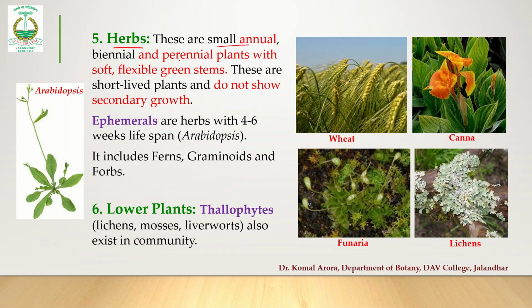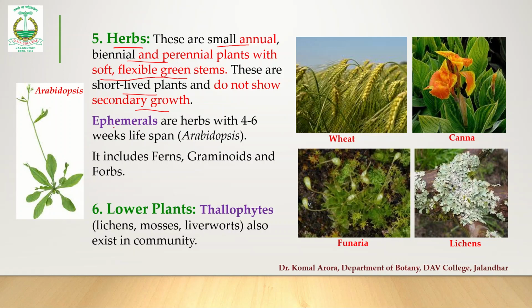Then comes herbs. Herbs are small, annual, biennial or perennial. They may belong to any of these categories. But what is the main feature? That they have soft, flexible green stems. They are easily pliable stems. And they are short-lived plants. They don't show any secondary growth, so you will not observe woody structures in case of herbs.